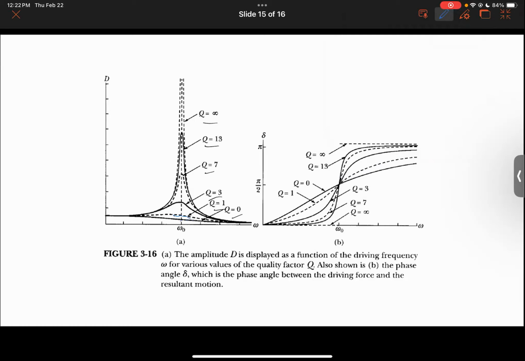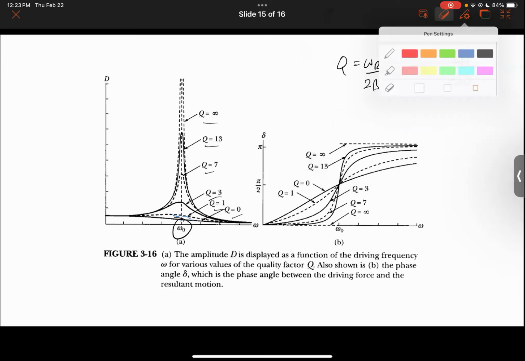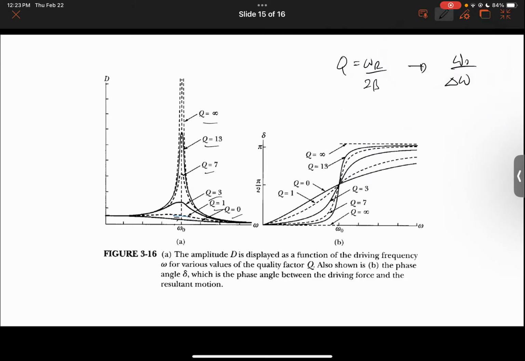Now, where's beta in this case? Diba? Sabi kasi natin kanina na ang quality factor is omega R over 2 beta. Well, if you have this graph, then this actually reduces to omega naught over delta omega. Okay, na kung saan yung omega naught is the resonant frequency, okay, and yung delta omega is the full width at half maximum.